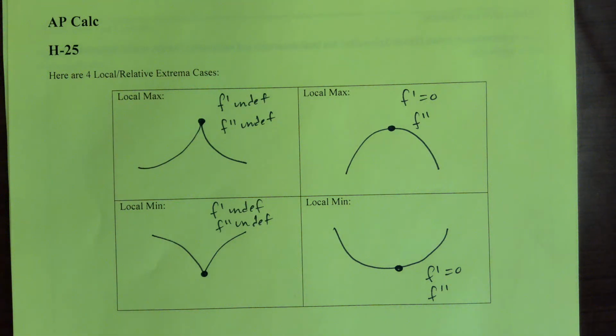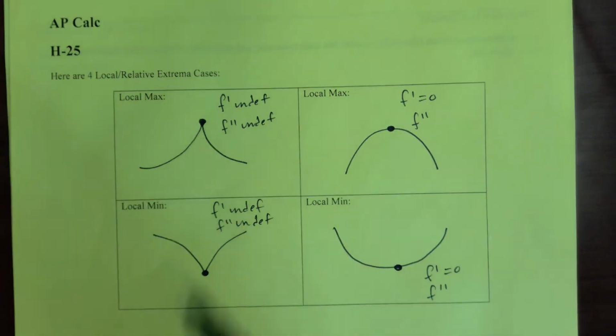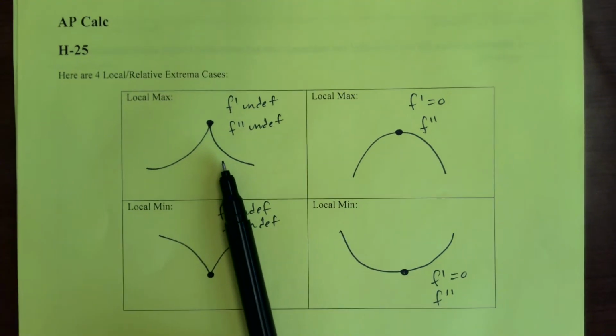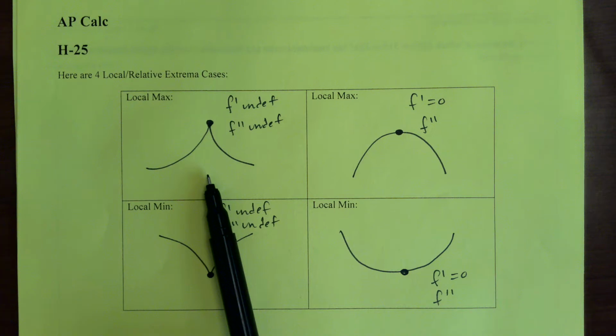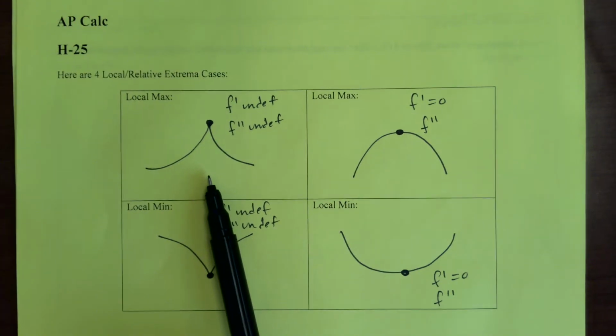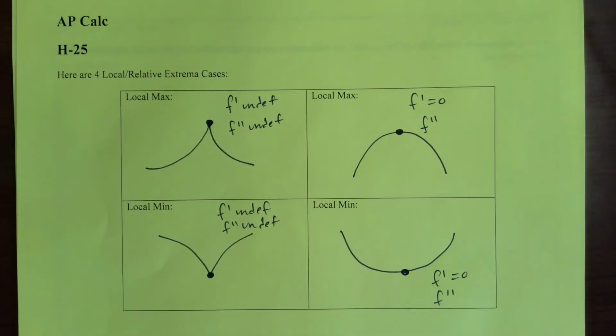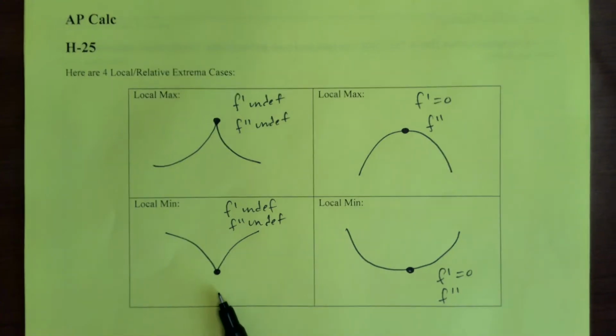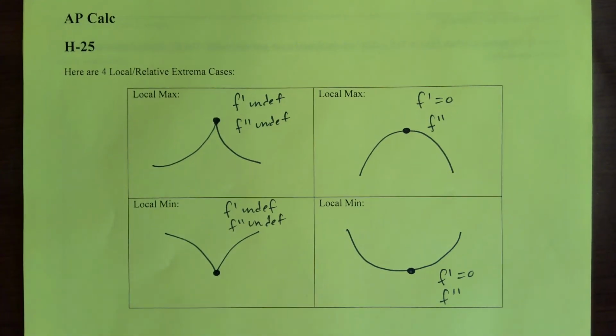Okay, so here's H-25. Here we have 4 local or relative extrema cases. This first case, we've got a local max, and f prime is undefined, and therefore so is f double prime. If f prime is undefined, then you can't take its derivative, so f double prime is undefined as well. Local min, with a similar case where f prime is undefined and f double prime is undefined.